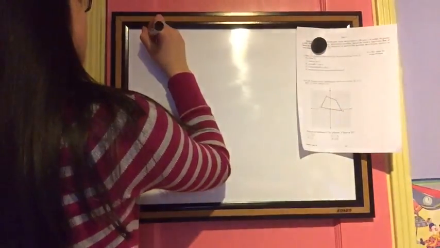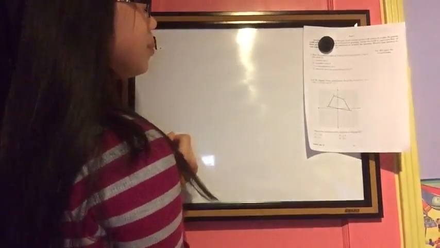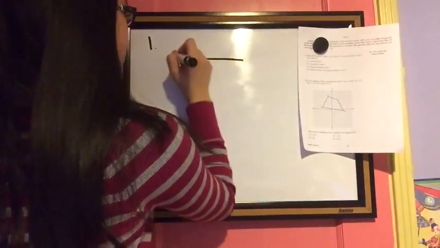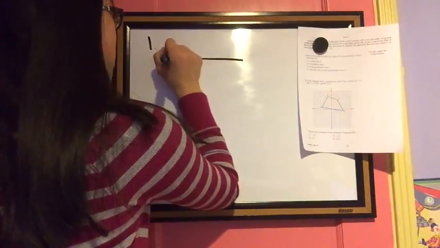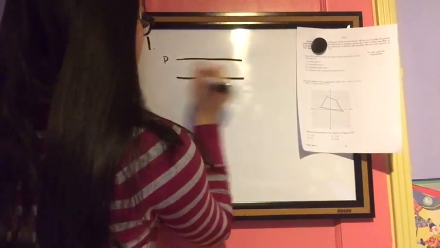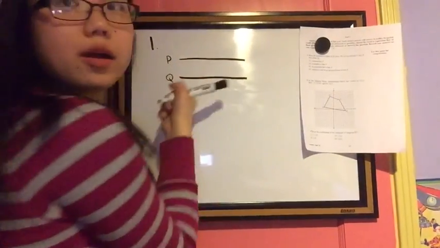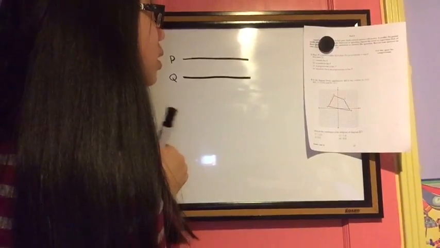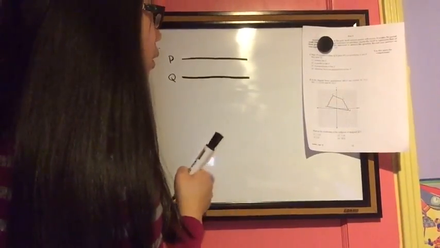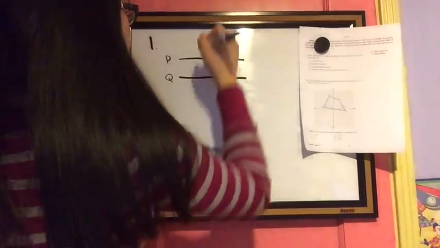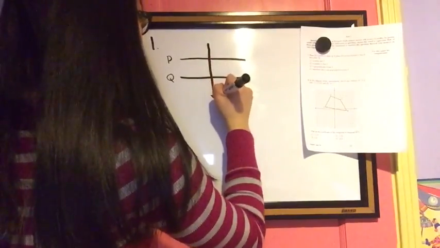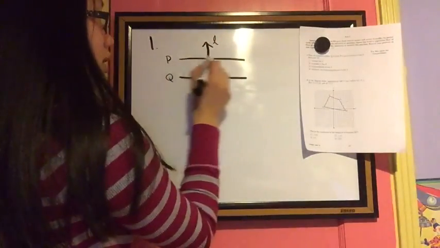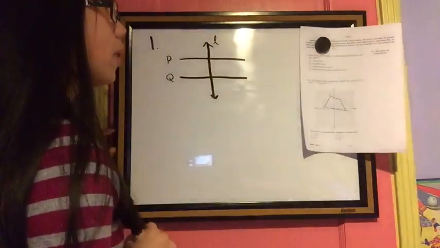So the first question says that plane P is parallel to plane Q. So here's plane P, and here's plane Q. They are parallel. Then it says if plane P is perpendicular to line L, so let's draw a line here. You would call this line L, and P and L are perpendicular.